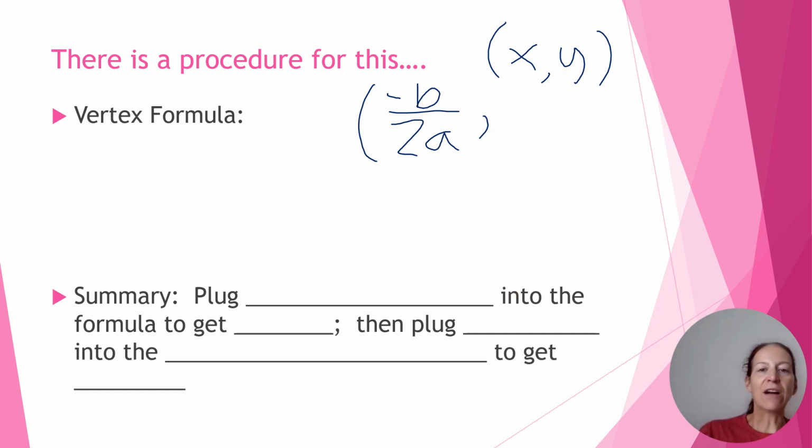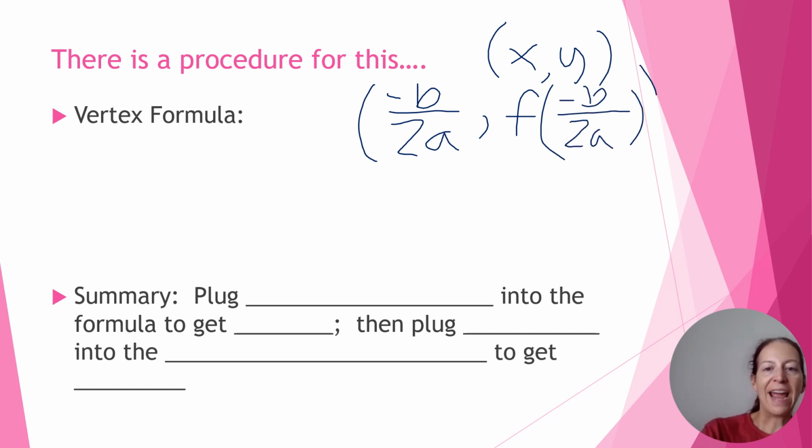Now, to get the y coordinate, you do this. You do f of the opposite of b over 2a. And most students are going to look at that and get a little bit freaked out because there's a lot of parentheses happening there. And it's also using function notation, which we're not really comfortable with at this point. But here's how it works.